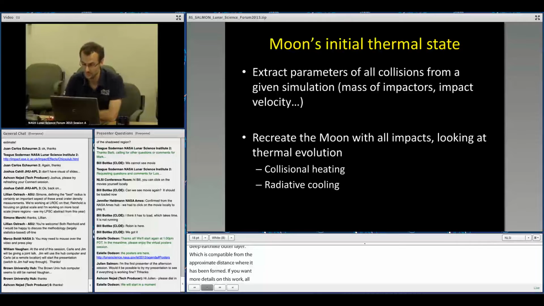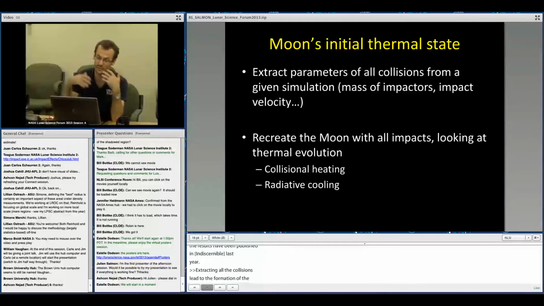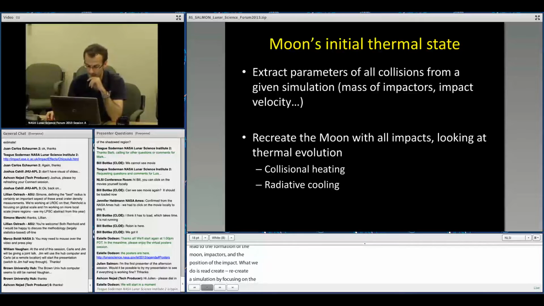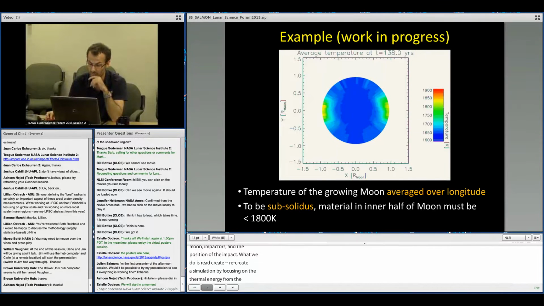So now regarding the moon's initial thermal state, what we did is that we extracted all the parameters from a given simulation, extracting all the collisions that lead to the formation of the moon, so the mass of the impactors, the impact velocity, the position of the impact. And then we reprocess the simulation a second time by focusing on the thermal energy deposited by each of the impacts onto the surface of the moon. So this is only a preliminary work.